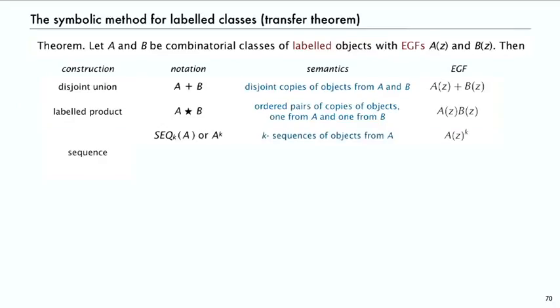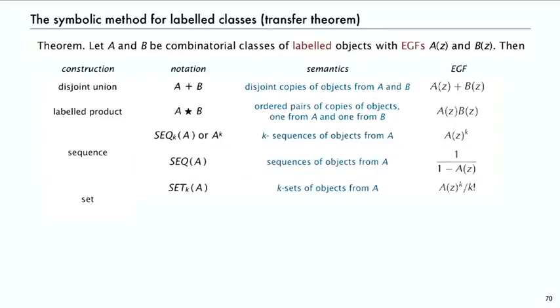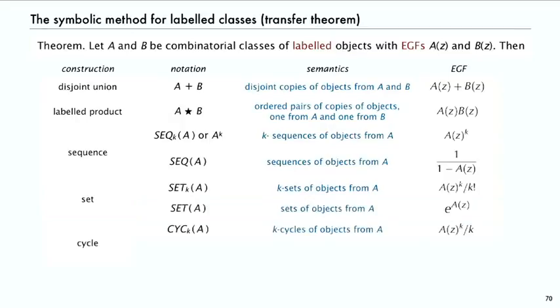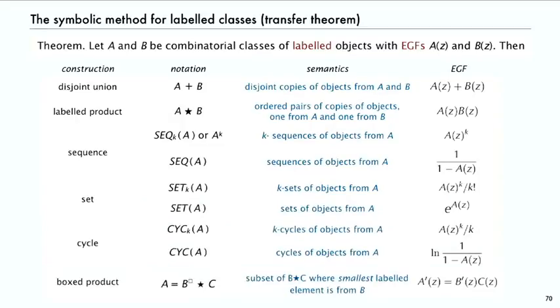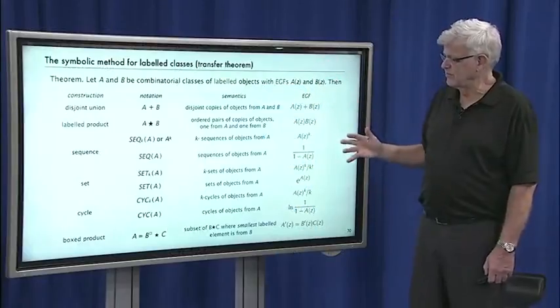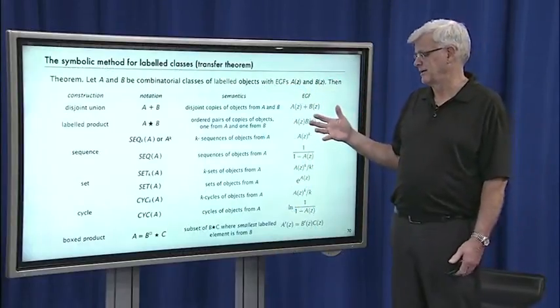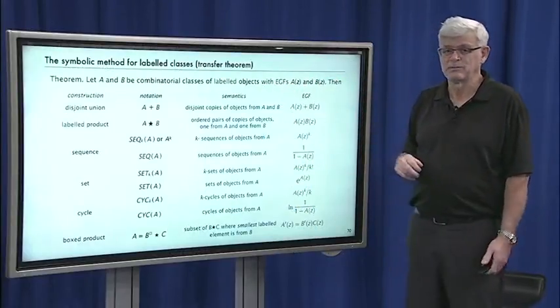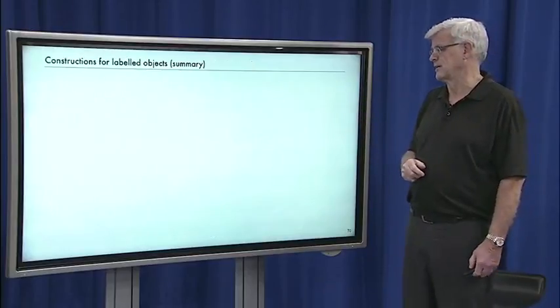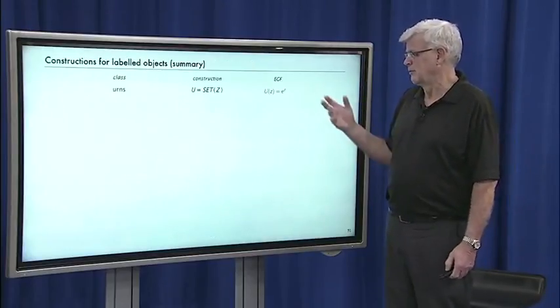Sequences of length k, which give a generating function A(z) to the k, or sequence of any length, 1 over 1 minus A(z). Same with sets of length k, or sets of any size, and cycles of length k, or cycles of any size. And there are many others that people have defined, like the box product, which has a corresponding operation on the generating function.